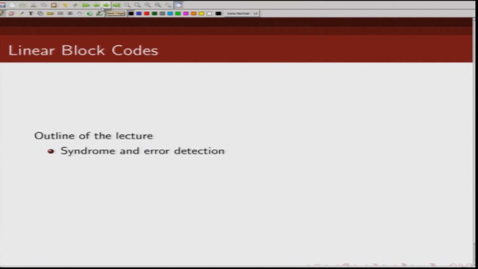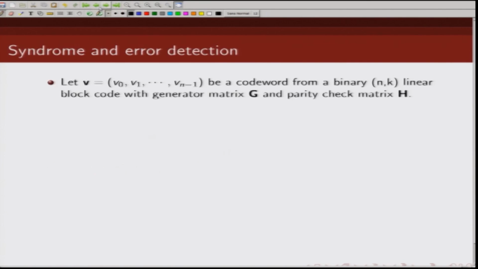This lecture is about syndrome and error correction and error detection. We will first talk about what is a syndrome and how we can use it for error detection, and then we will talk about how the syndrome can be used for error correction. So, we know so far if we have an (n,k) linear block code, that means we have k information bits and n coded bits, and this (n,k) linear block code is completely described by a generator matrix and a parity check matrix.